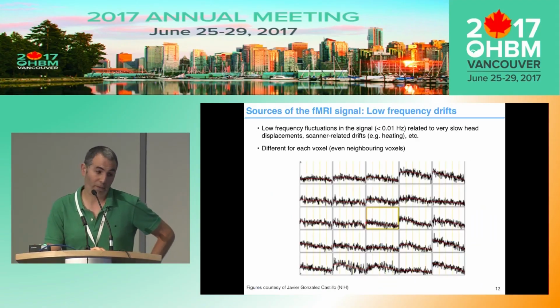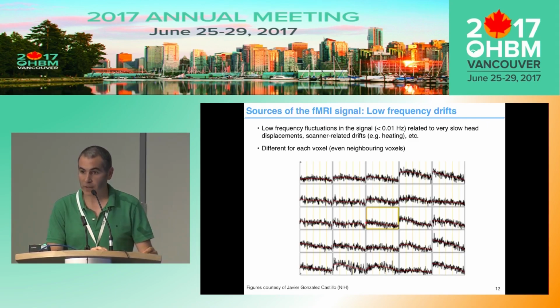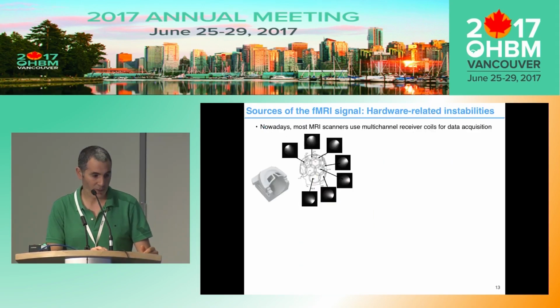Then another source of the fMRI signal are very, very low frequency drifts that occur due to very slow head motion or scanner-related drift, for instance, due to the warming up of the amplifiers during the acquisition. And you can see that different voxels have different low frequency trends.